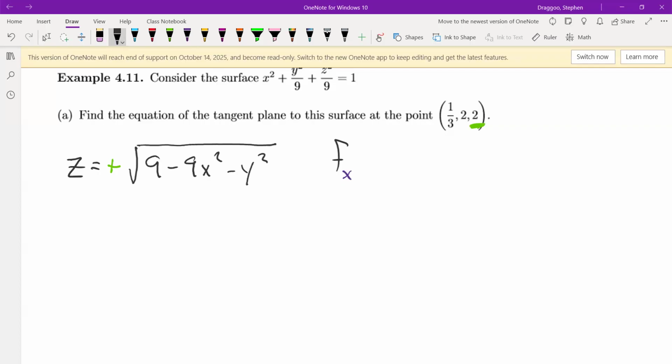So if we do that, what are we going to get? I need the derivative of a square root function, which is going to be 1/2 times 9 minus 9x squared minus y squared to the negative 1/2 power. And then the chain rule says I should multiply this thing by negative 9x. Then come back through and evaluate this thing at (1/3, 2).